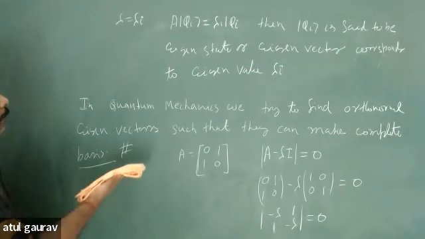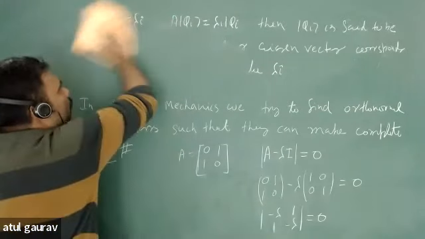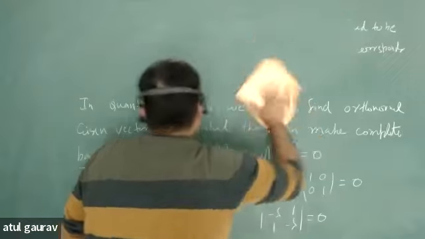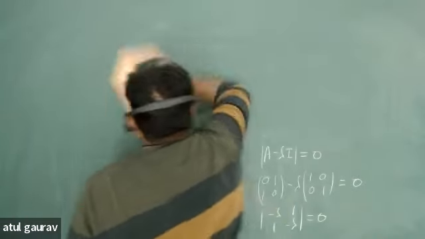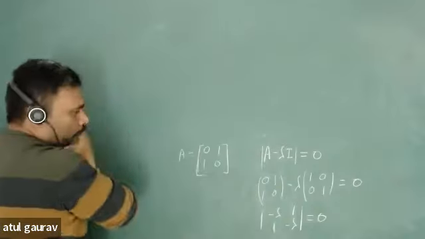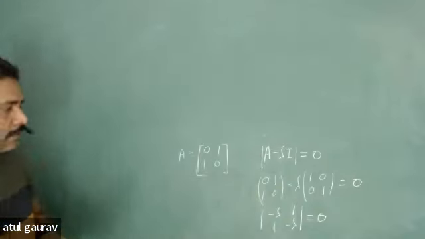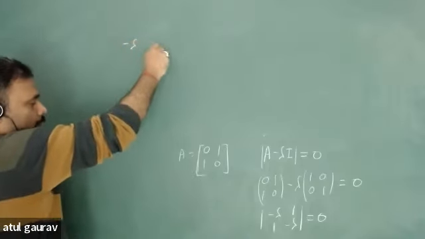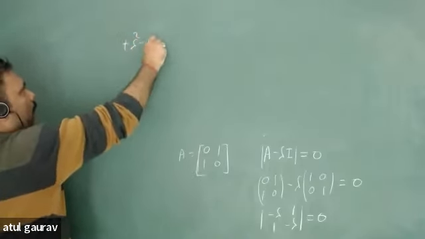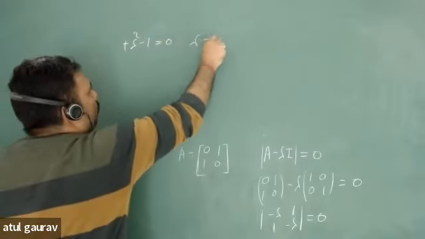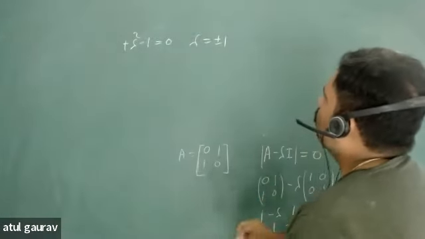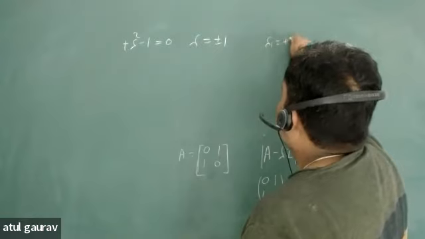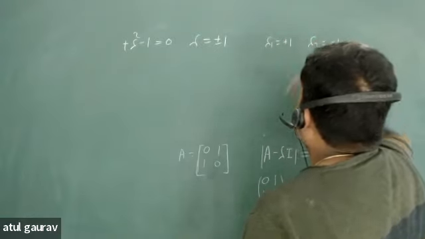And now what do we have to do? We have to solve this determinant. So what is this value? This value is lambda square minus 1 must be equal to 0, and lambda is equal to plus minus 1. So I can say lambda 1 is equal to plus 1, lambda 2 is equal to minus 1.